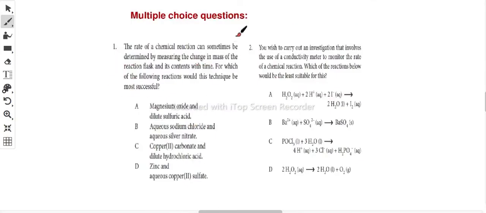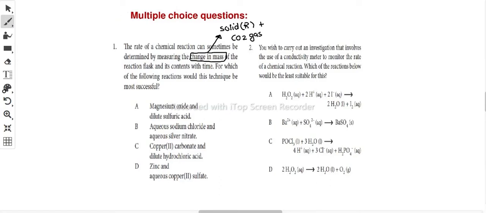I've got here two multiple choice questions. I'm going to focus on the first one. The rate of chemical reaction can sometimes be determined by measuring the change in mass. Anytime the question is telling you change in mass, remember that you need a solid as a reactant, and you need a production of gas, which is usually CO2 gas. This is very important to understand before going through the options.